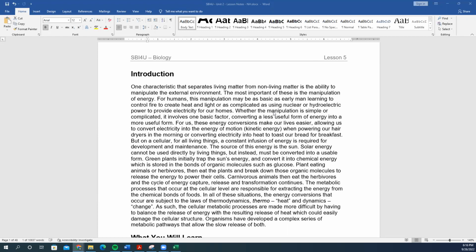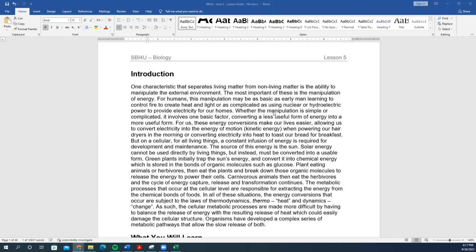But if you look at it even on a cellular level, for all living things, there is a constant infusion and input of energy that is required for the development and the maintenance of the cell's processes. And the source of this energy ultimately, and actually the source of all energy ultimately on our Earth, is the sun. Solar energy can't be used directly by living things such as us, but instead it has to be converted into a more usable form.